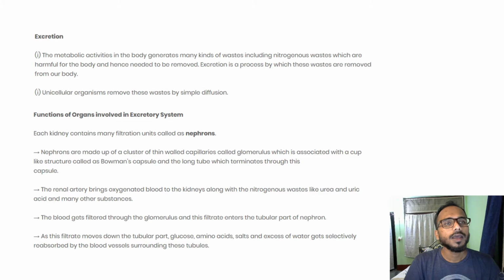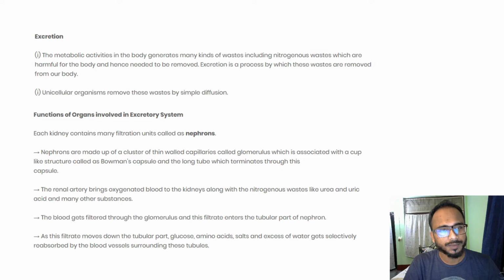Next is excretion. We all know that we take food and we excrete also. That is, unwanted material should be released by the body. The metabolic activities in the body generate many kinds of waste, including nitrogenous waste, which is harmful for the body and hence needs to be removed. Excretion is the process by which waste is removed from our body. Unicellular organisms remove these wastes by simple diffusion. They just diffuse the waste materials.